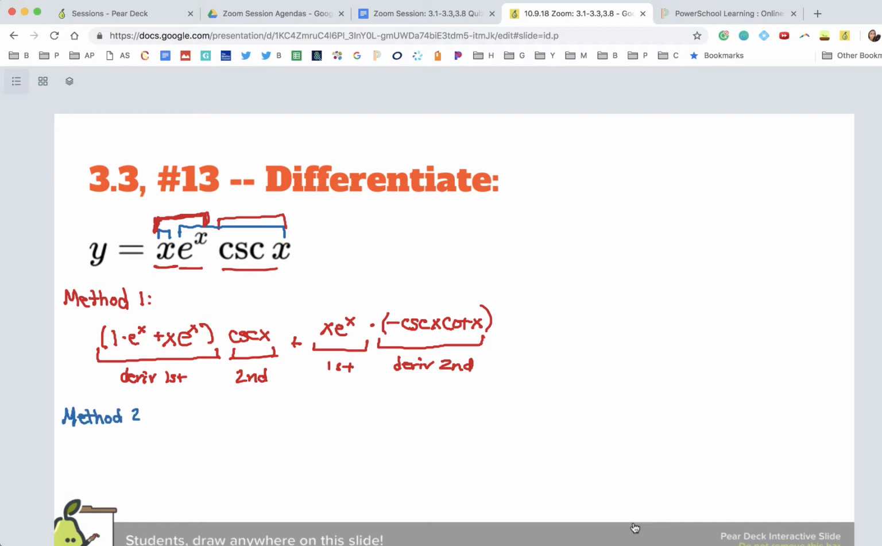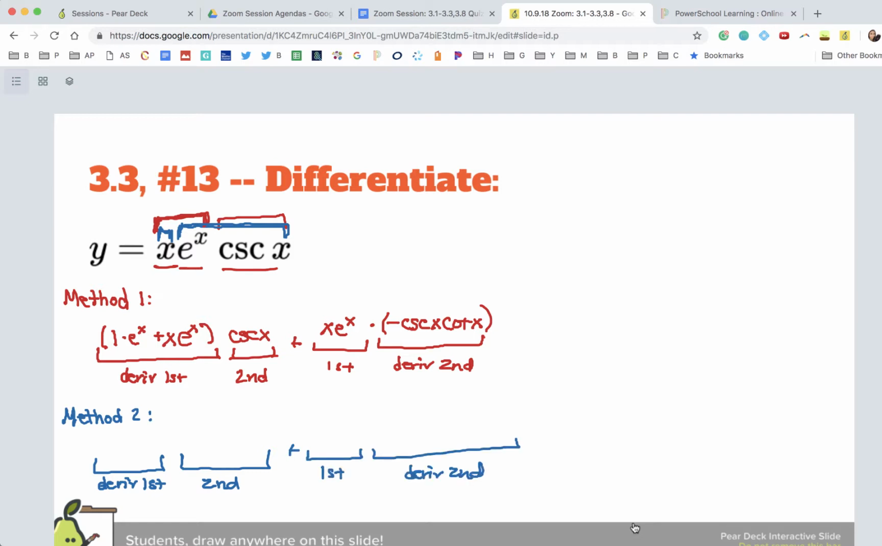Method 2. Now let's group just the x as the first and the e to the x times cosecant of x is going to be the second. Okay, so again, I'm going to give myself some placeholders. Derivative of the first times the second plus the first times the derivative of the second.